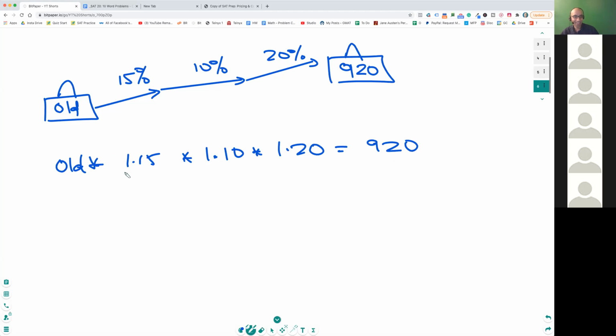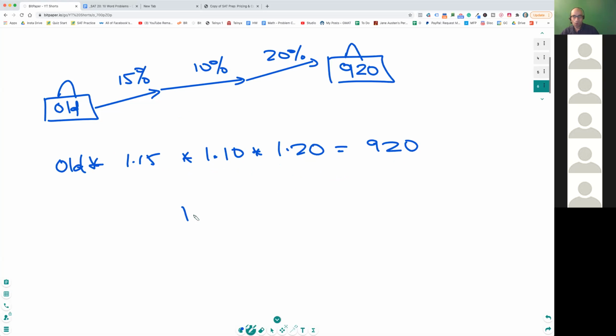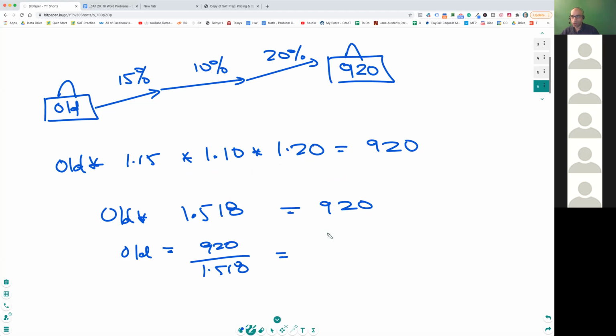All right, Len. So all the same deal, right? What you need to do is you take this value here, multiply this, whatever you get, move it down. It looks like some people have gotten this answer, 1.518, right? So now you get old times 1.518 is equal to 920. So the old is going to be 920 divided by 1.518, and that's going to be your answer. It looks like the answer is 606-ish, right? 606. Okay, very good.